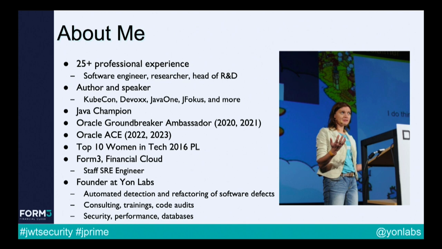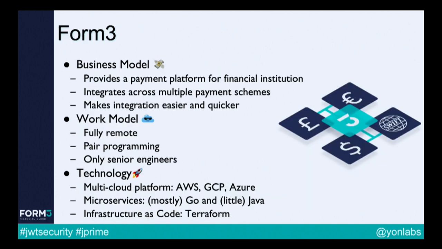So basically, what do we do at Form3? In short, Form3 is a financial cloud. We provide a payment as a platform model for quick and easy integration with payment schemes via REST API. We are fully remote, very technology oriented, with microservices architectures. Recently, we've deployed this new payment platform based on three clouds and Kubernetes. So as we are in the payment industry, obviously security is super important to us.